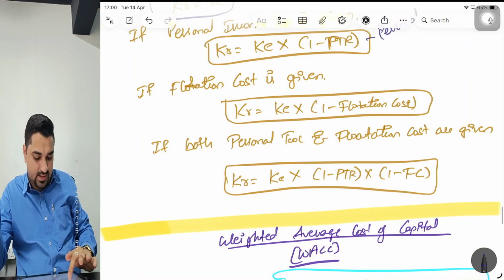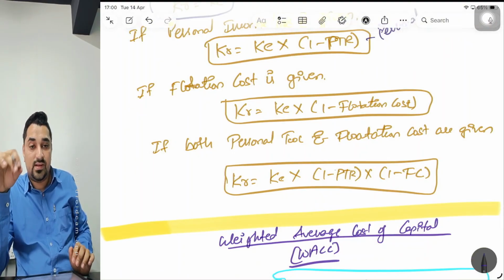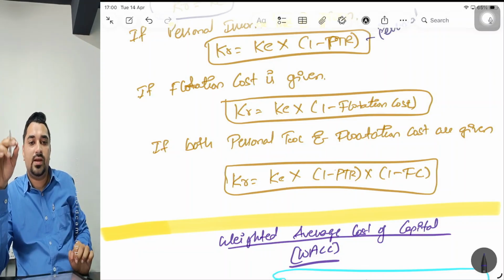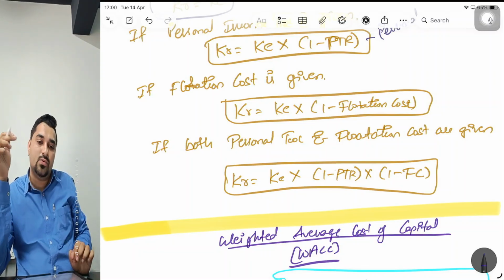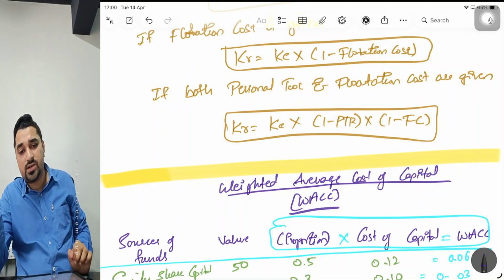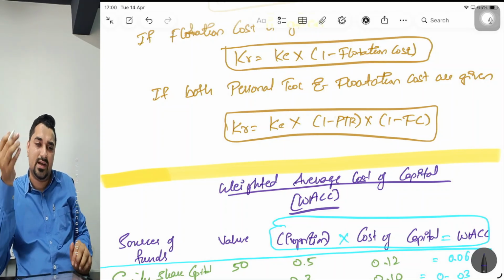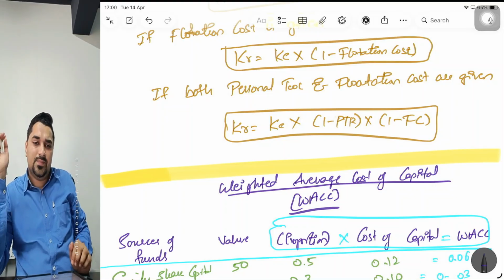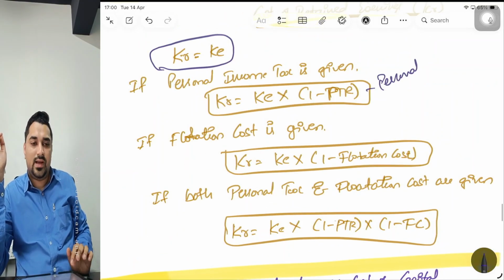If flotation cost is also given, then normally KR equal to KE. But if flotation cost is given, then KR equal to KE into 1 minus flotation cost. In the question, if both personal tax rate and flotation cost are given, then very simple. KR equal to KE into 1 minus personal tax rate into 1 minus flotation cost. This is how you calculate KR.